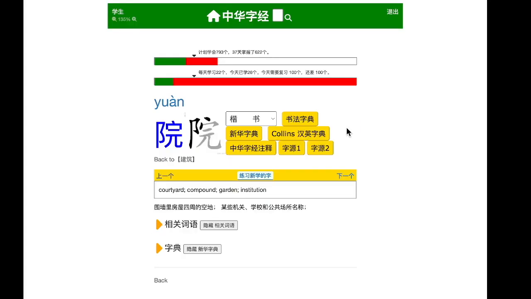院 refers to a courtyard, a compound, a garden, or an institution. So in terms of architecture, we're talking about courtyards, gardens. So that'd be like the enclosed, especially for the enclosed outdoor spaces. Yeah, but this is also, yes, for institutions. So like you'd say 法院. 法院 would be the courts. 学院 would be the school campus, stuff like that.